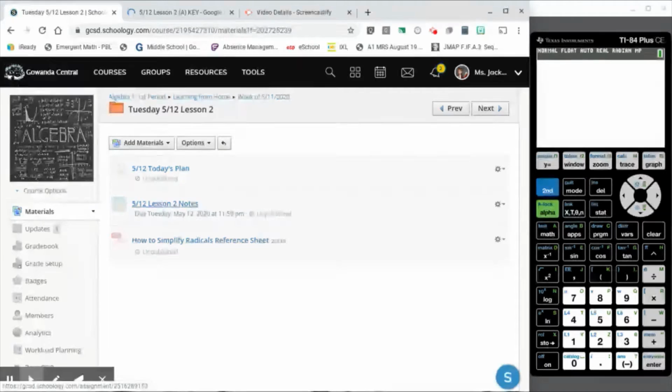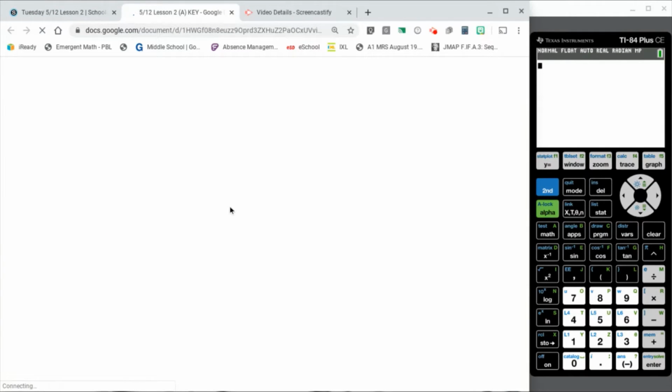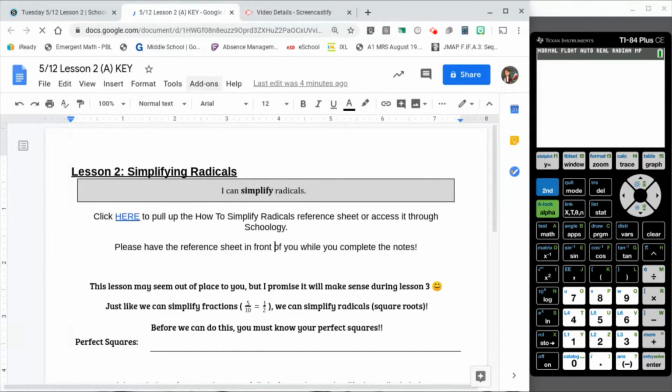Now, it's going to be extremely important for you to use this How to Simplify Radicals reference sheet today. If you click on this, it will take you to the Schoology PDF, but there is also a link in your lesson 2 notes for that PDF. So I'm going to access it that way. Once you click on your notes, as you can see, I already have my calculator up and ready to go for today. It will be helpful for you. Right on the first line, it says click here to pull up the How to Simplify Radicals reference sheet or access it through Schoology. My Chromebook is taking forever, so this is going to take forever as well.